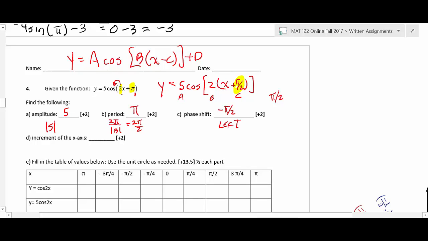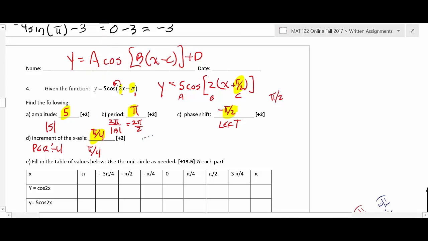And I don't care if you don't say negative pi over 2. I mean, really, you should. But if you said pi over 2 left, that's generally good enough. Okay, now the increment, you do the period divided by 4. So the period's pi, so we do pi over 4. So we have that. Okay, so we've now identified all the key stuff. This time we don't have a number that would cause it to go up or down.